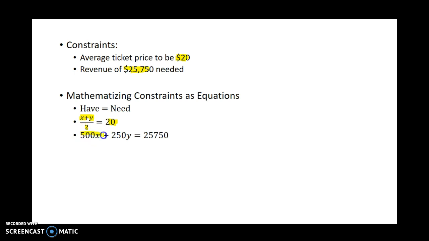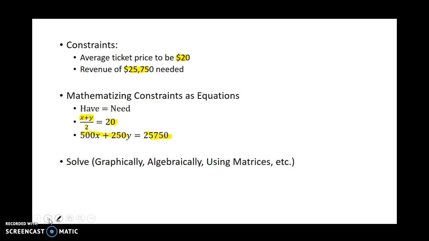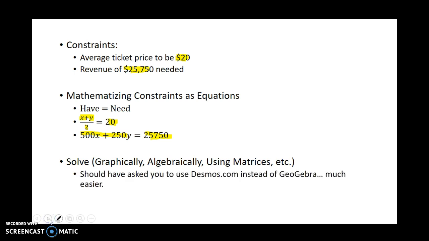Again, what I will have in my revenue is 500 floor tickets at X dollars per floor ticket. So I'll have 500 times X total dollars contributed by selling floor tickets. And then 250 seat tickets at Y dollars per seat ticket. So 250 times Y will give me my total income from the seat tickets. And then if I add the seat ticket total revenue to the floor ticket total revenue, that's the revenue that I have, but I need that to be $25,750. Great. So we can solve in a number of different ways: graphically, algebraically, using matrices.